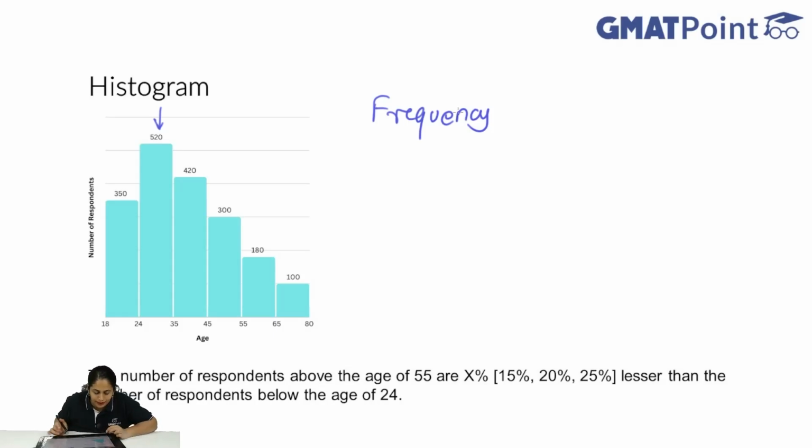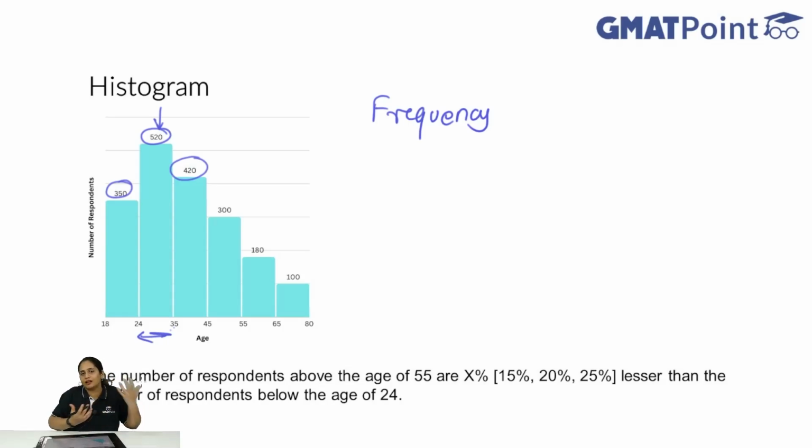Basically, how I can read this particular histogram is that this chart shows that between 18 to 24, the number of respondents were 350. Between 24 to 35, the number of respondents were 520. Between 35 to 45, the number of respondents were 420. So this shows you the frequency of how many times this X value occurs. The X value is essentially the value, and the height of the bar shows you the frequency, how many times that value occurs.